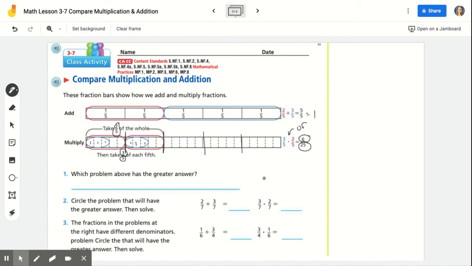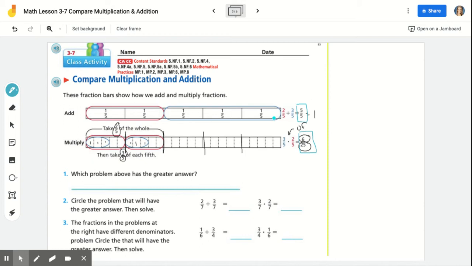Okay, so that brings us to question number 1. Which problem above has the greater answer? So we have our 2 answers here, and you can box them with me. 3/5 times 2/5 gives us 6/25, and 2/5 plus 3/5 is equal to 5/5. Which one has the bigger answer, or the greater answer? 5/5 or 6/25? And before I even have to, we can obviously use our knowledge of fraction and number sense, but we can even look at our fraction bars to help us decide.